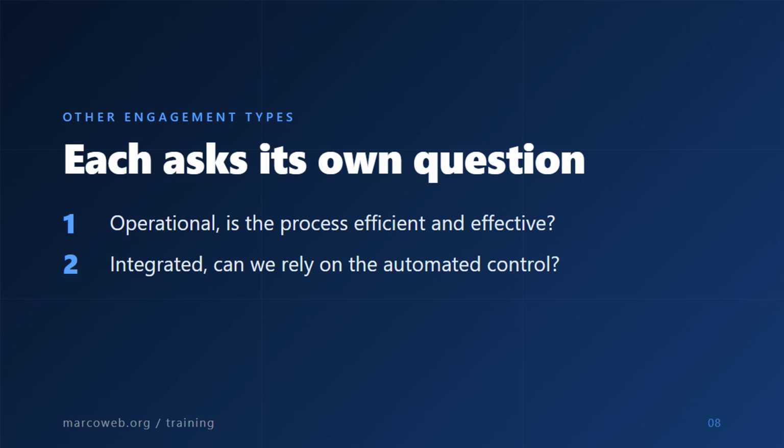An integrated audit combines information systems audit with financial or operational audit, so that general and application controls are evaluated alongside the financial assertions that depend on them. This is the natural home of the question, can we rely on this automated control?